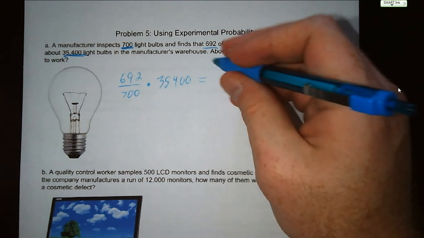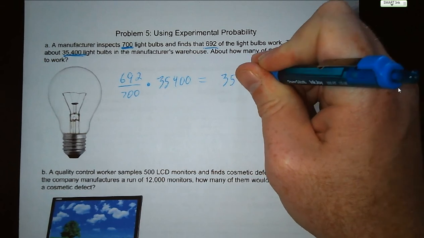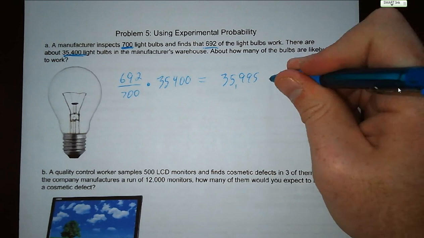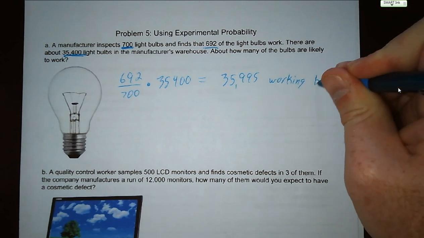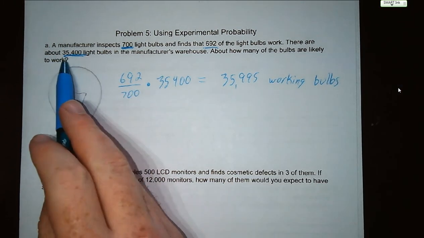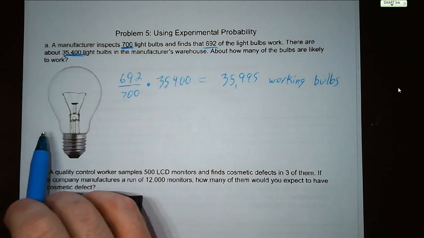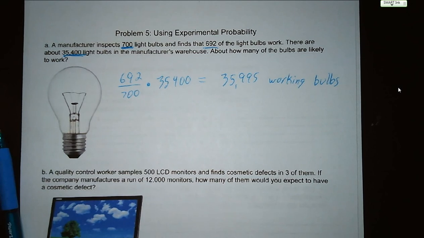And that's going to be, with rounding, 35,995 working bulbs. So out of their 35,000, wait, that's not right, because that's more than what we have. So let me check my work.